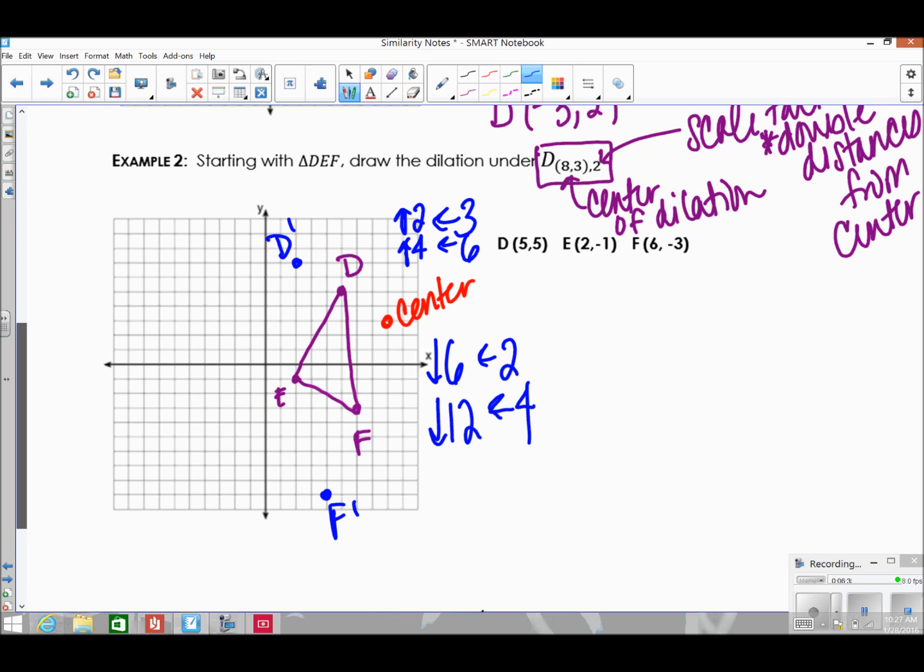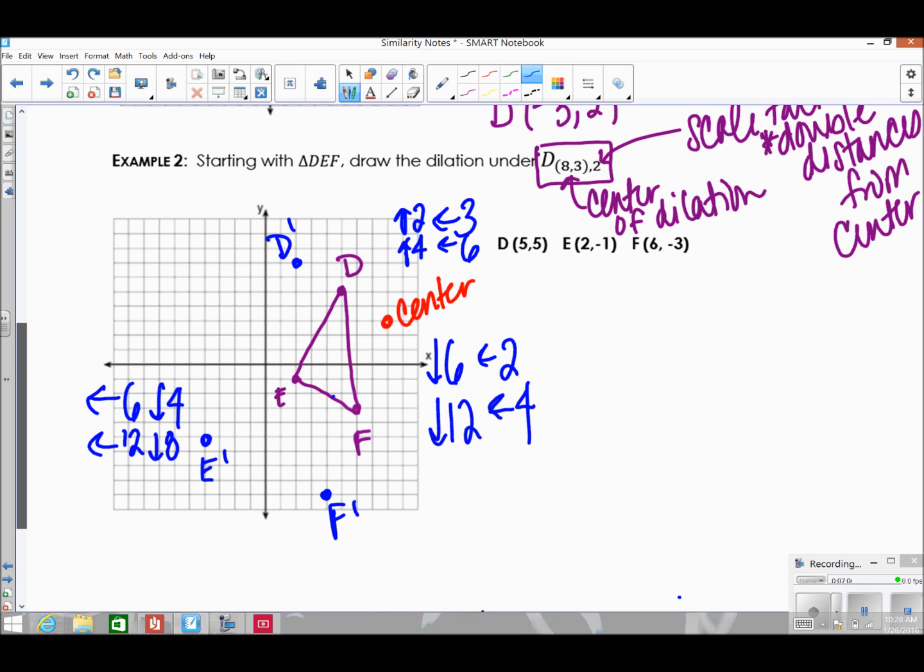And then the last one, same thing, count to get to E. So 1, 2, 3, 4, 5, 6. Down 1, 2, 3, 4. So left 6, down 4. So then you repeat it. 1, 2, 3, 4, 5, 6. Down 4. 1, 2, 3, 4. Again, that distance should have been left 12, down 8, or you just double it when you're counting.